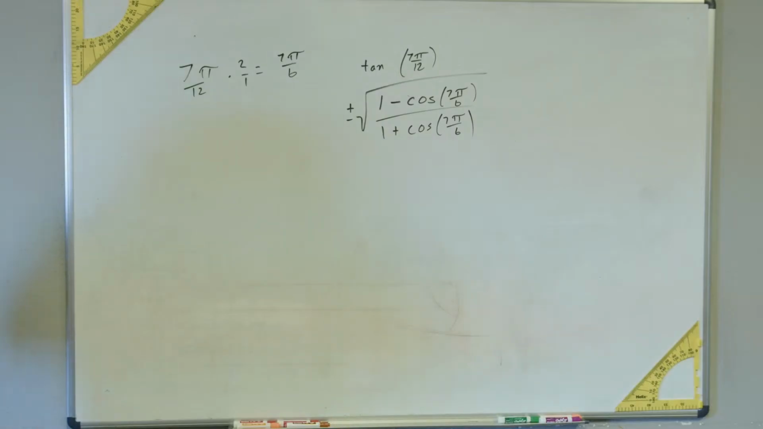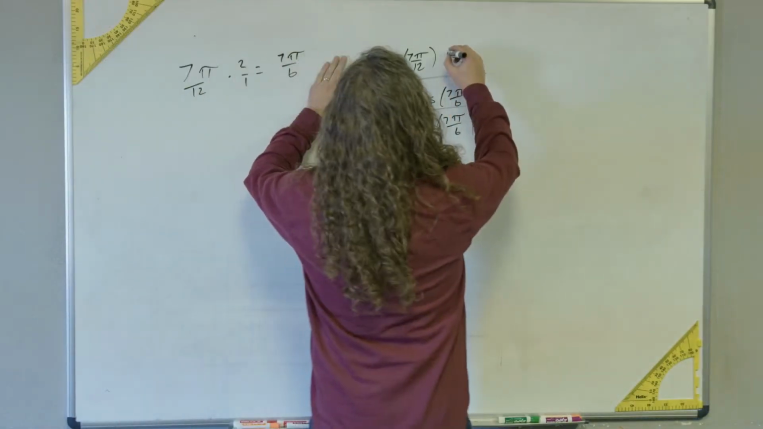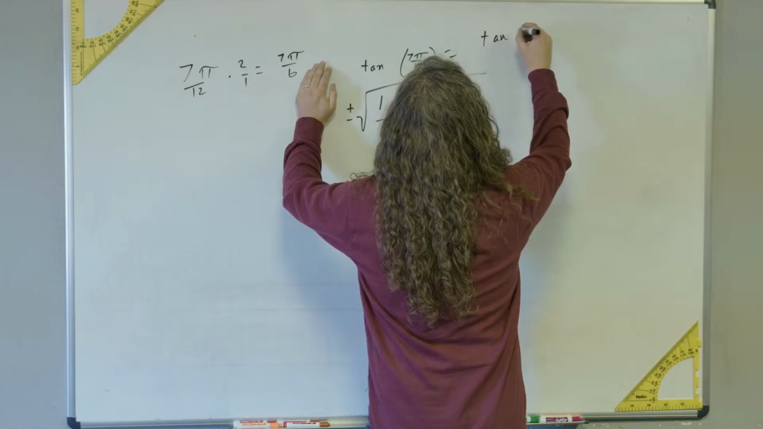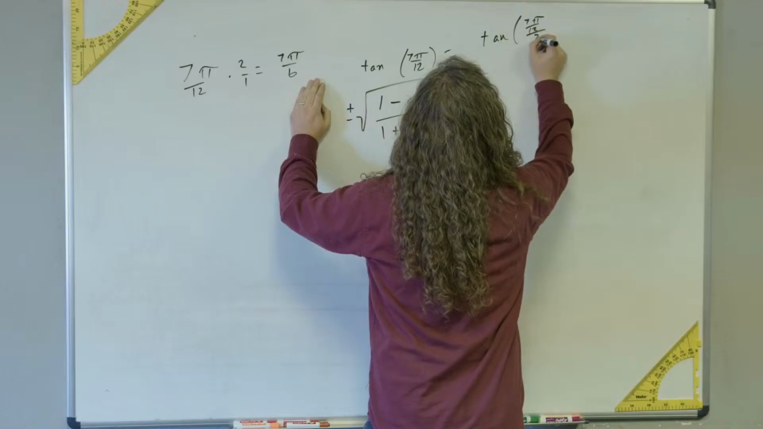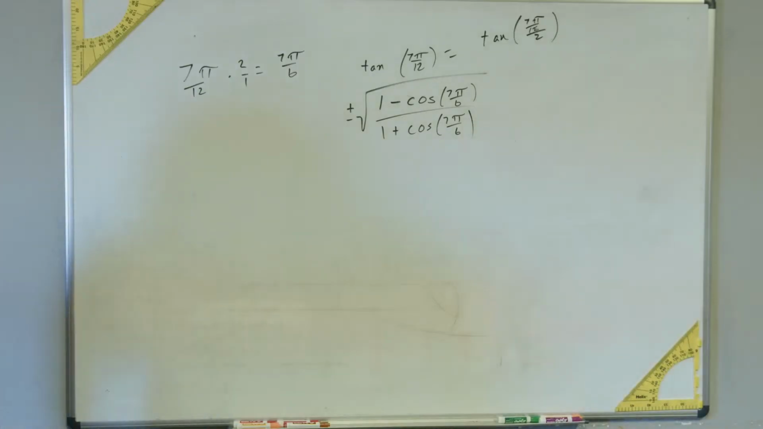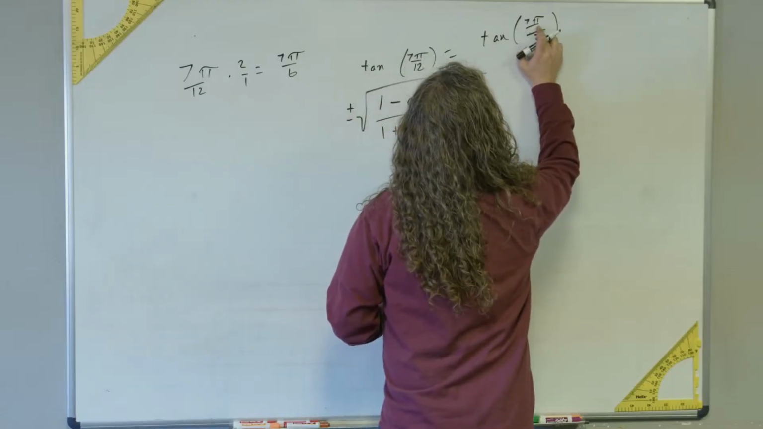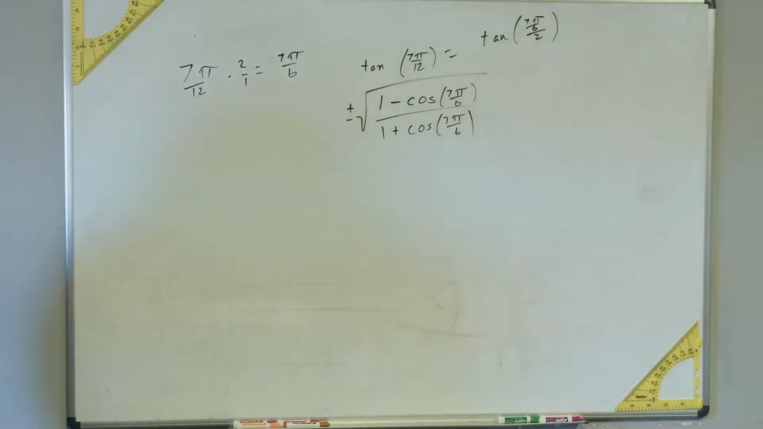Andy got the same thing as me too. Well, you would turn this into the tangent of 7 pi over 12 divided by 2. Excuse me, of 7 pi over 6 divided by 2. I can't see what I'm writing. Because 7 pi over 6 divided by 2 is 7 pi over 12, right?